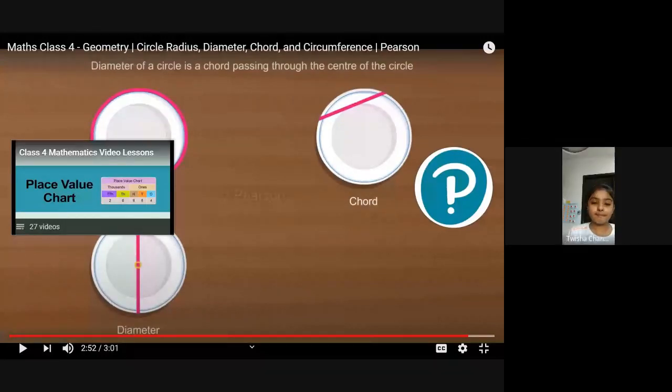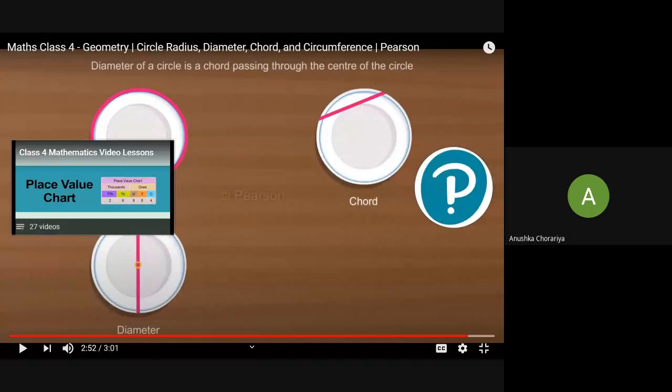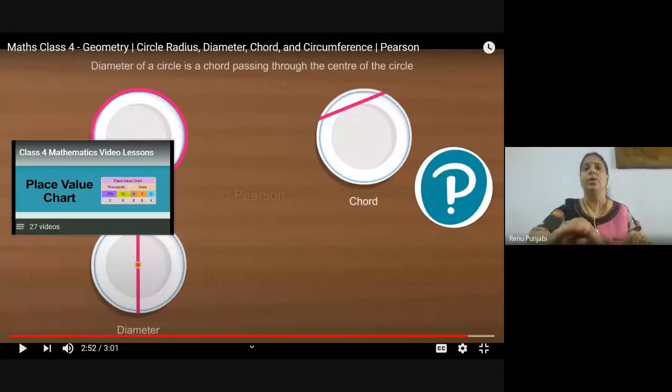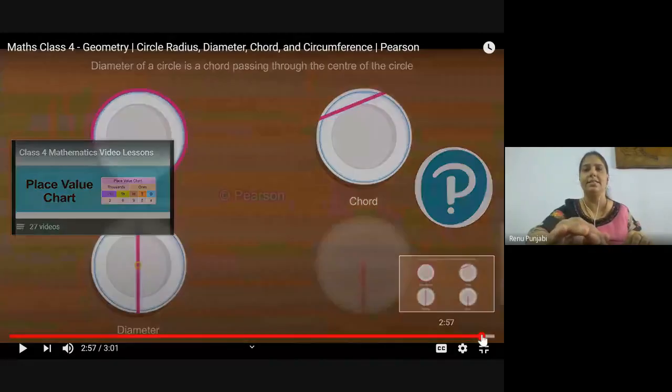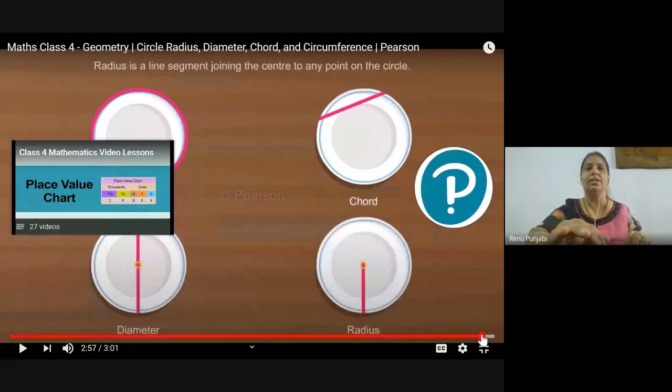Ma'am. Yes, Twisha. After radius, we have to write the chord. You have to write the chord, it is already done. Diameter, then radius. These are the 4 things you have to mention in your plate and measure them.